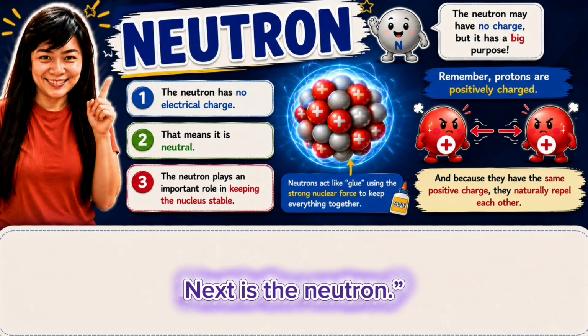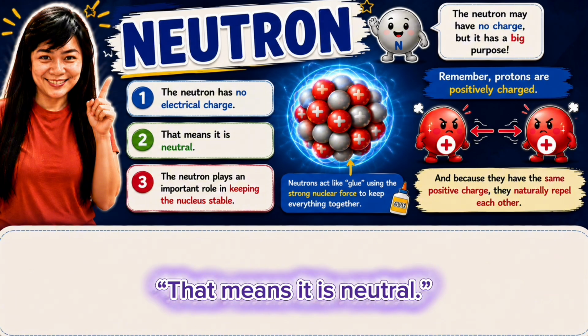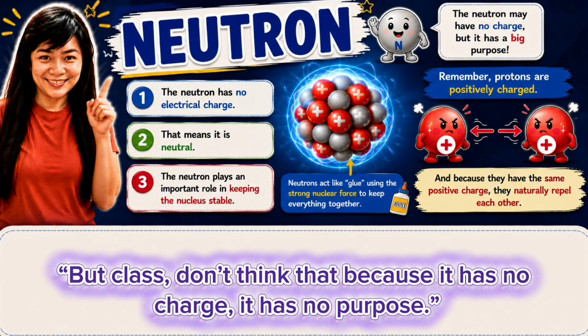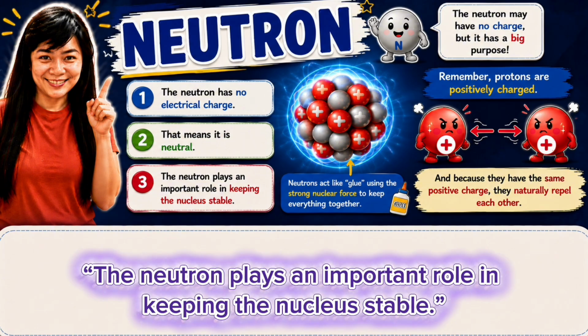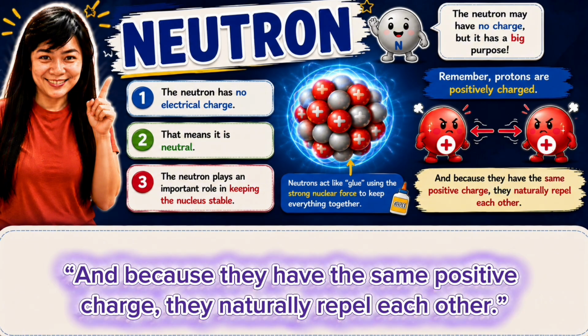Next is the neutron. The neutron has no electrical charge. That means it is neutral. But class, don't think that because it has no charge, it has no purpose. The neutron plays an important role in keeping the nucleus stable. Remember, protons are positively charged, and because they have the same positive charge, they naturally repel each other.